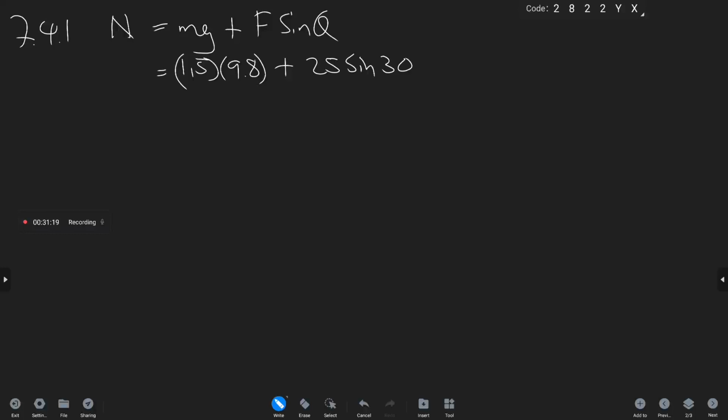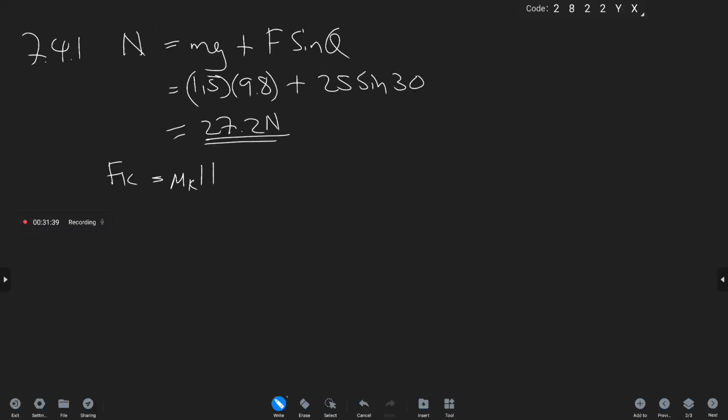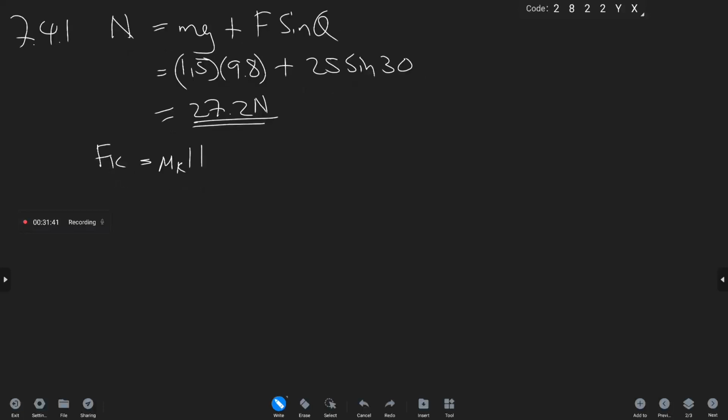So if you punch that into your calculator, the numerical value should be 27.2 newtons. Right, but then we are not done. That's not what we are asked to calculate. We are asked to calculate the kinetic frictional force. So again, kinetic frictional force is the coefficient of kinetic frictional force multiplied by the normal force, and then the magnitude of the coefficient of kinetic friction, as remembered, is 0.15, multiplied by the normal force that you just calculated above, which is 27.2.